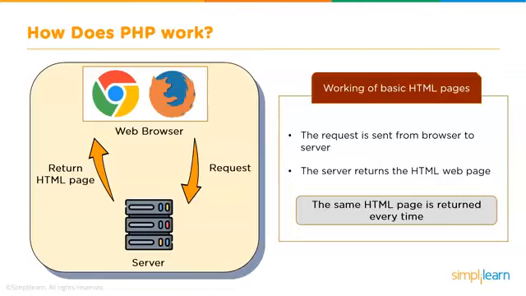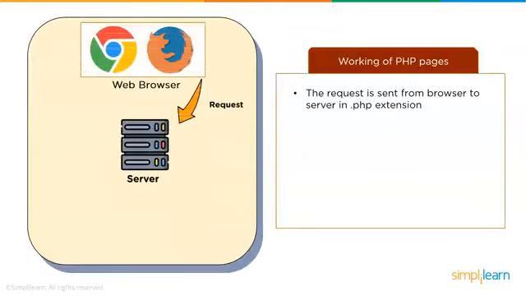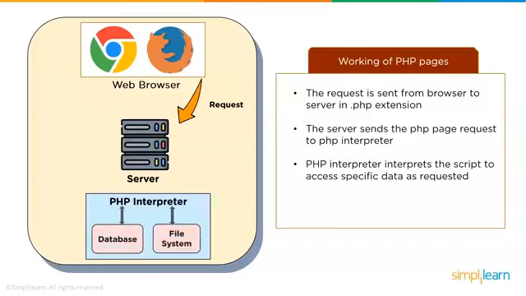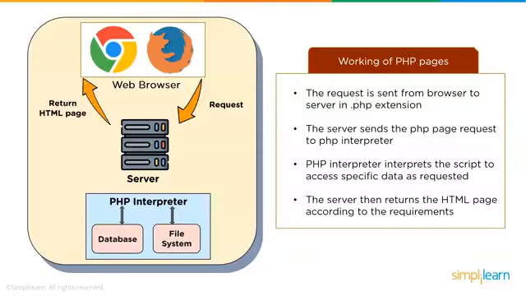Now, what PHP does differently is, when you open a website developed in PHP, a request with a .php extension is sent to the server. In the server, there exists a PHP interpreter which recognizes the .php file and interprets it. Based on the request from the browser, it pulls out data from its database and file systems and returns an HTML page personalized according to the user.